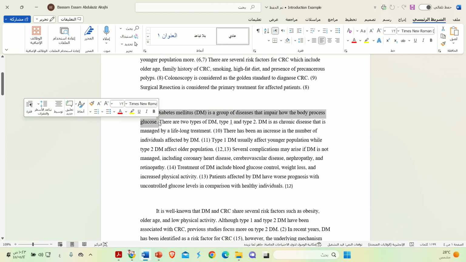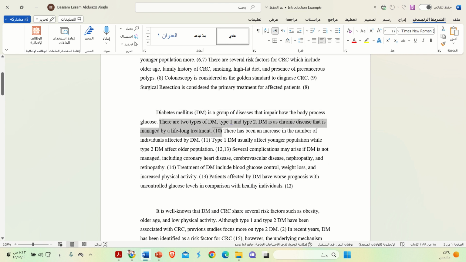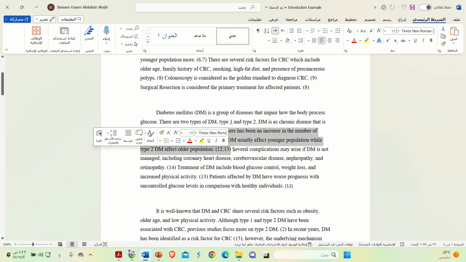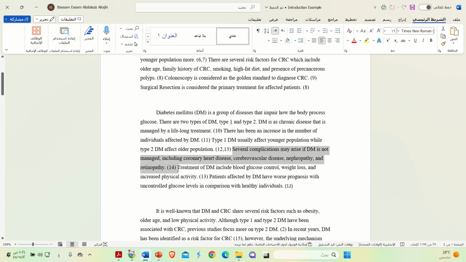I define it, then I talk about the different types here, how many types, and how the incidence of epidemiology is increasing and how it affects that type 2 affects the younger population and type 2 the older population. Then I talk about the complications of diabetes as well. Then I talk about the treatment. Then I talk finally about the prognosis.